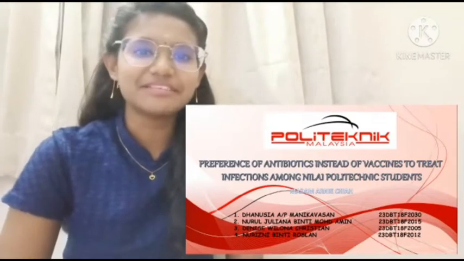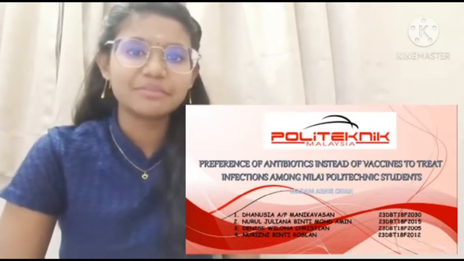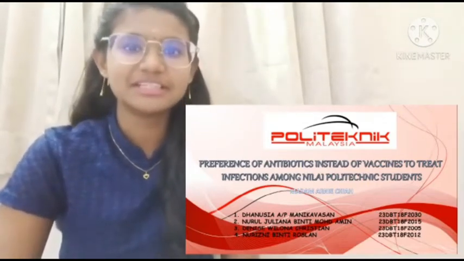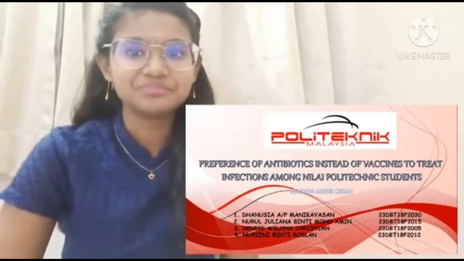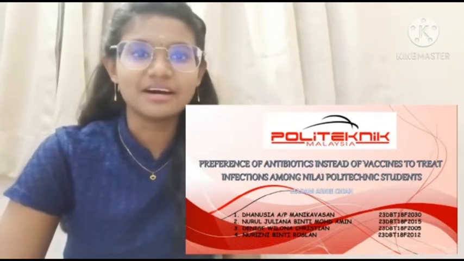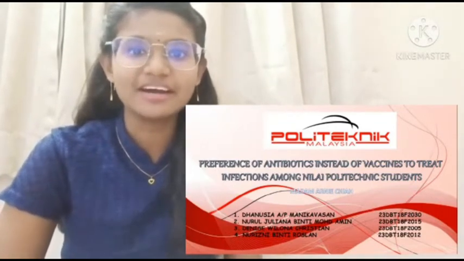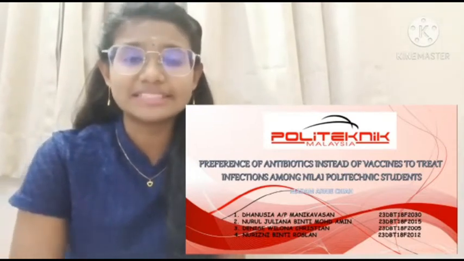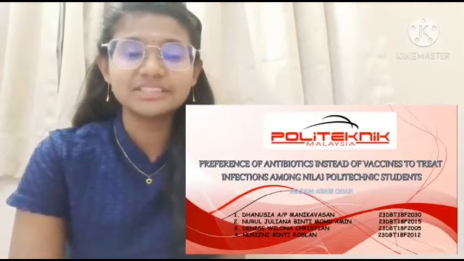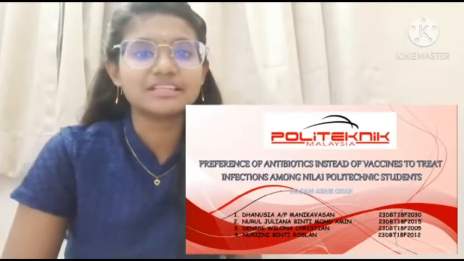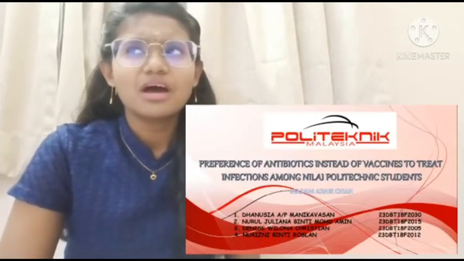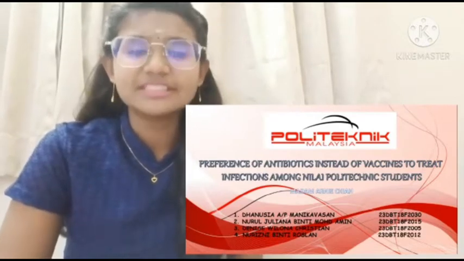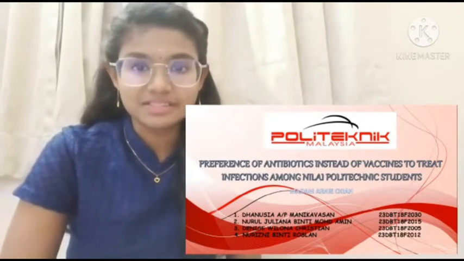I'm Danusha Manikavasan from Group 4 and my metric card number is 23DBT18F 2030. Our group has done a survey for our mini project on preferences of antibiotics instead of vaccines to treat infections among Nilai Polytechnic students. 50 students in total have answered this survey.